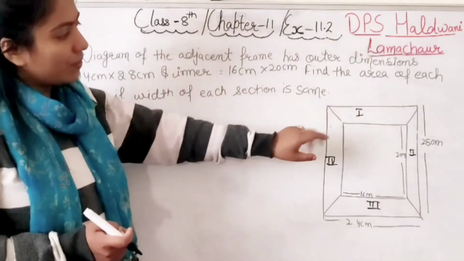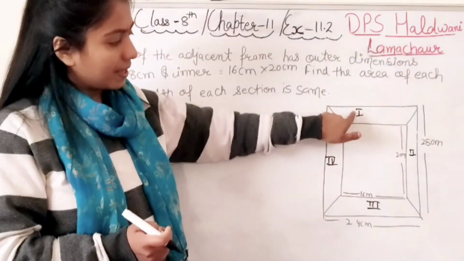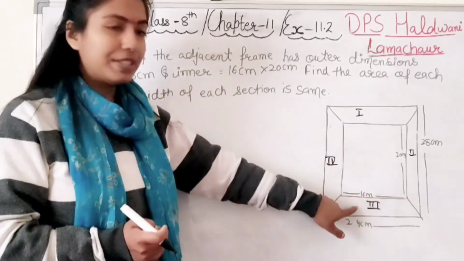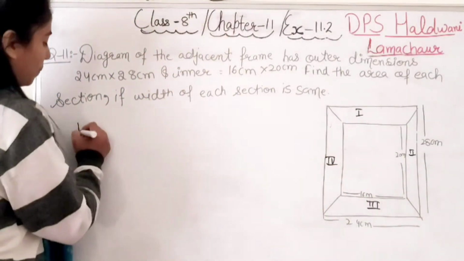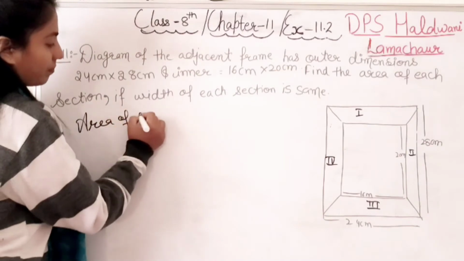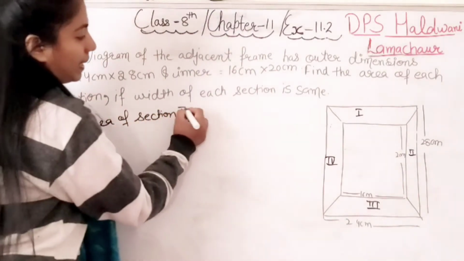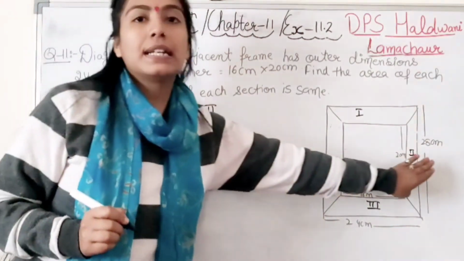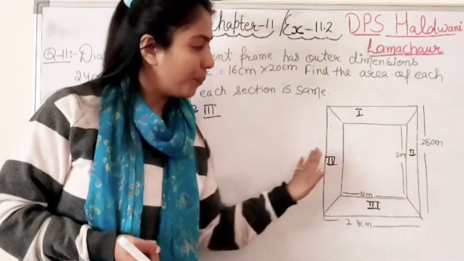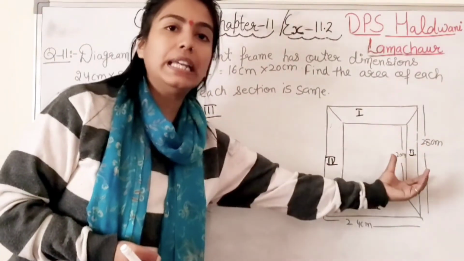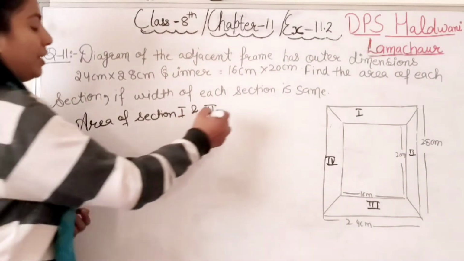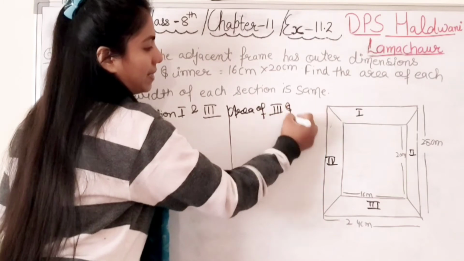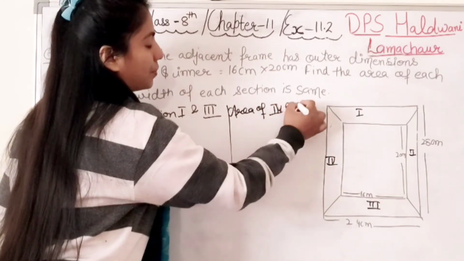See carefully, when we look at section 1 and section 3, both will be the same. It means when you find the area for 1, the width is the same for 3 also. So you will write down the area of section 1 and 3, and similarly the area of section 4 and 2, because the width is the same on the left side and right side, so they are equal. Okay, so you will find the area of sections 1 and 3, and 4 and 2.